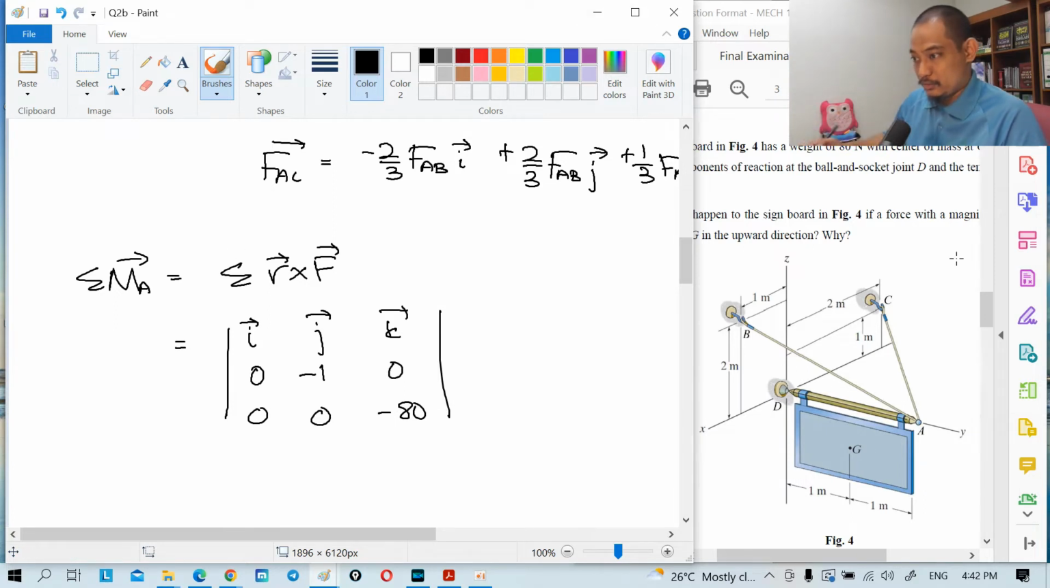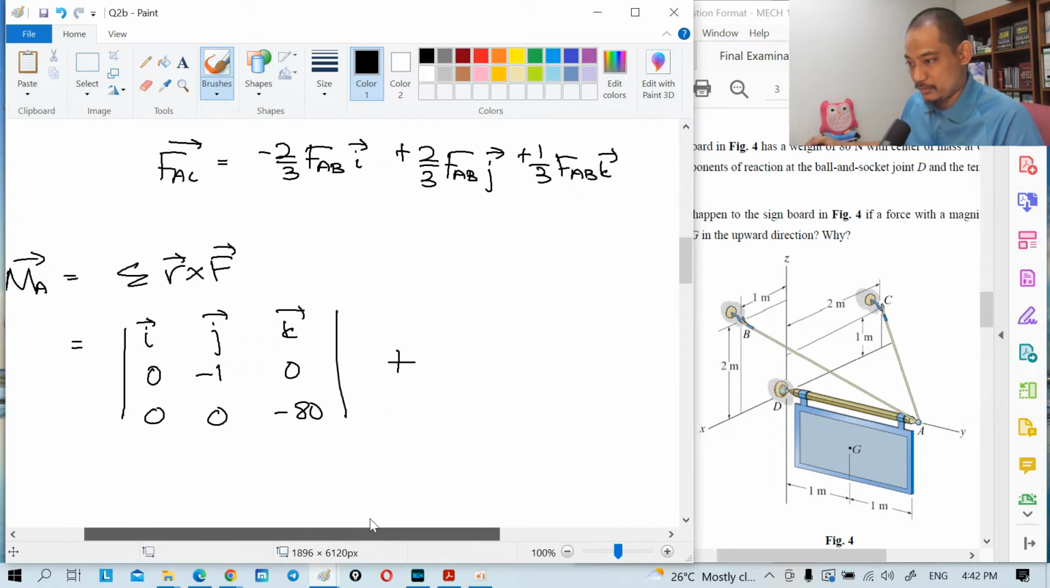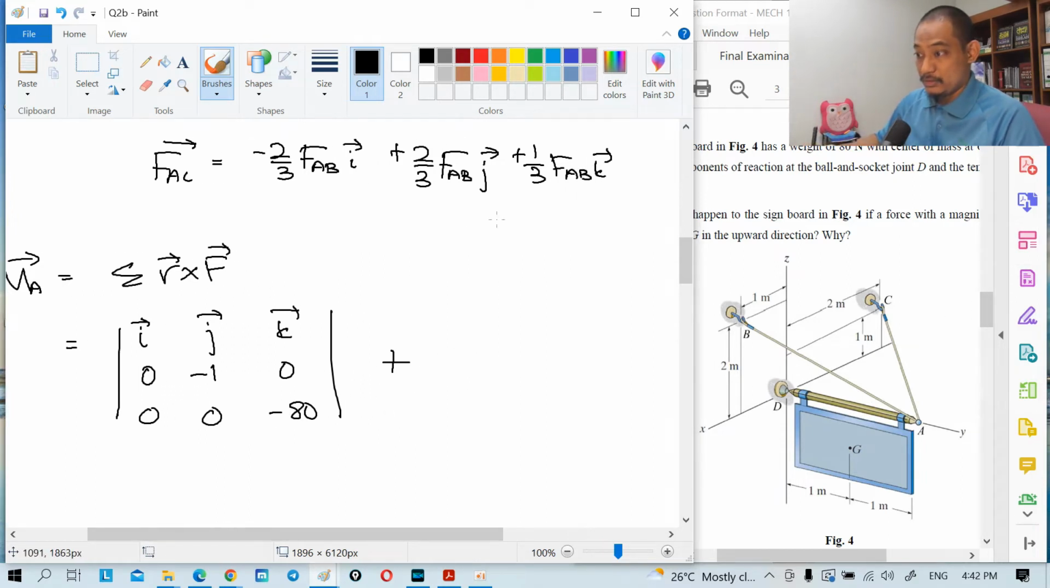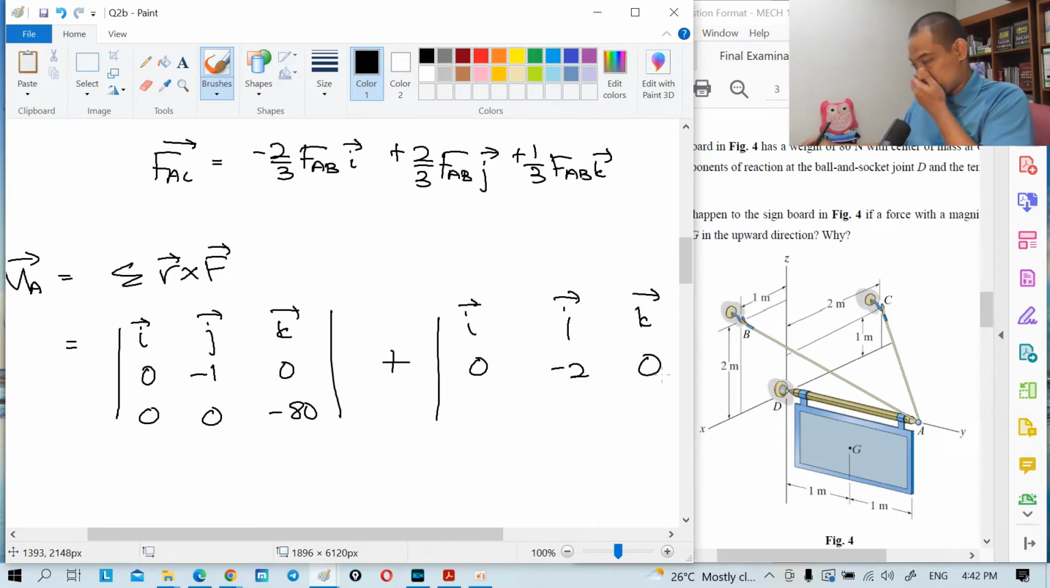Alright, so this plus, if you take all the forces at the ball and socket, i, j, k, R is from A to D, so actually 0, minus 2, 0, and then we have Dx, Dy, Dz.